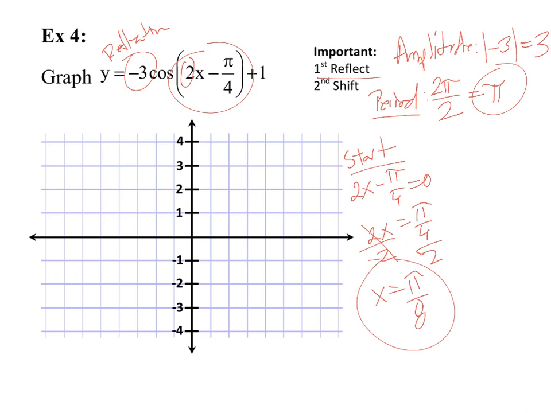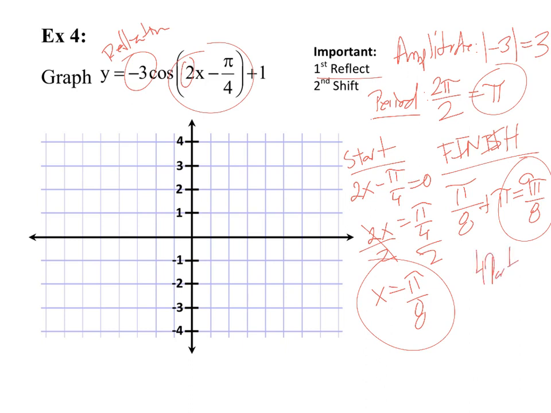Alright, a lot going on here. And my finish is pi over 8 plus the period, which is pi. So that gives me 9 pi over 8. Then I have to divide the graph into 4 parts. So I take the period and I divide by 4. So those are my increments. And then I also have a vertical translation, or a vertical shift.